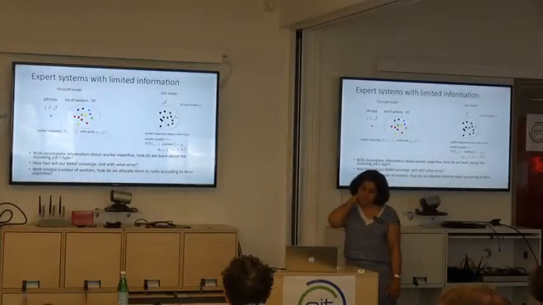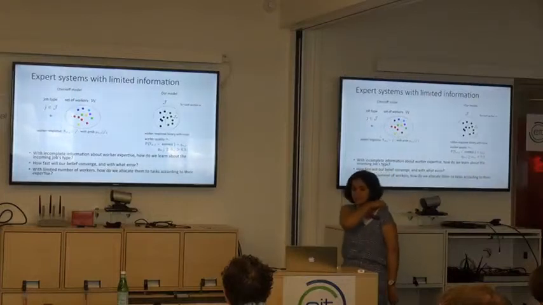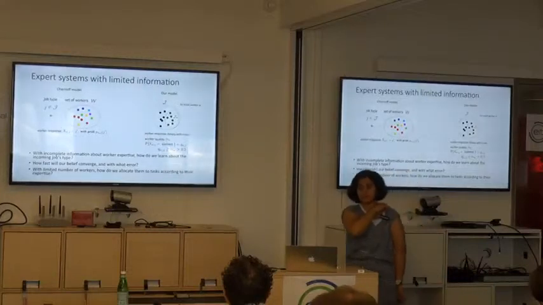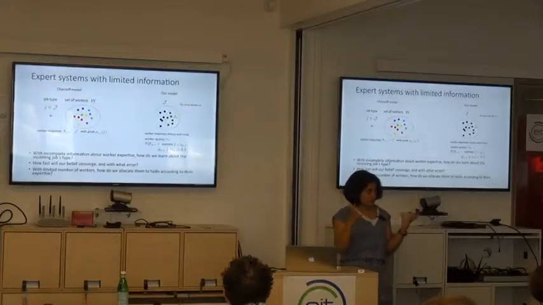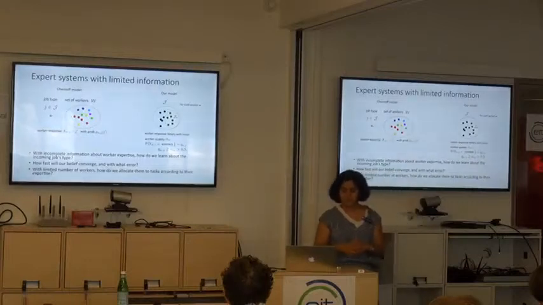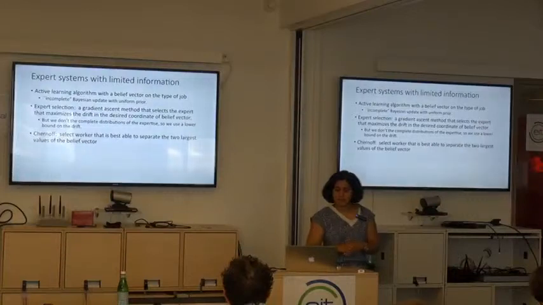So what we want to ask is, with this incomplete information about the worker expertise, how well can we learn about the incoming job's type, and how fast can we learn it? So this belief that we have about this type, how fast does this converge? If we have a limited number of workers, how do we allocate them to the tasks according to their expertise?